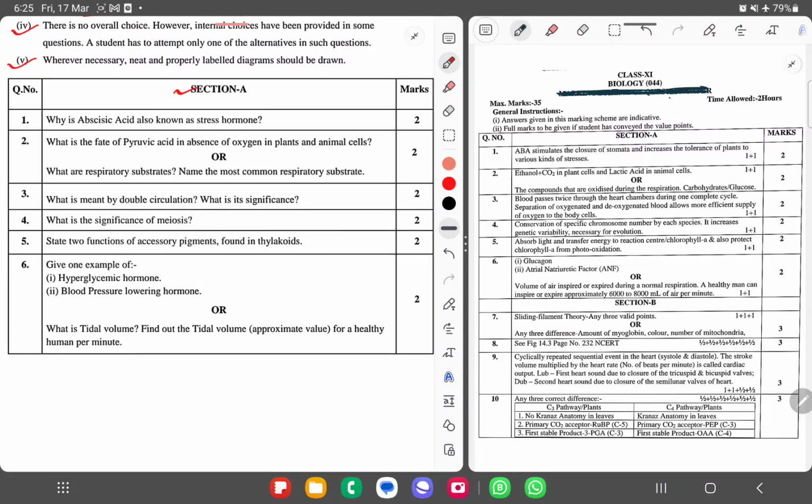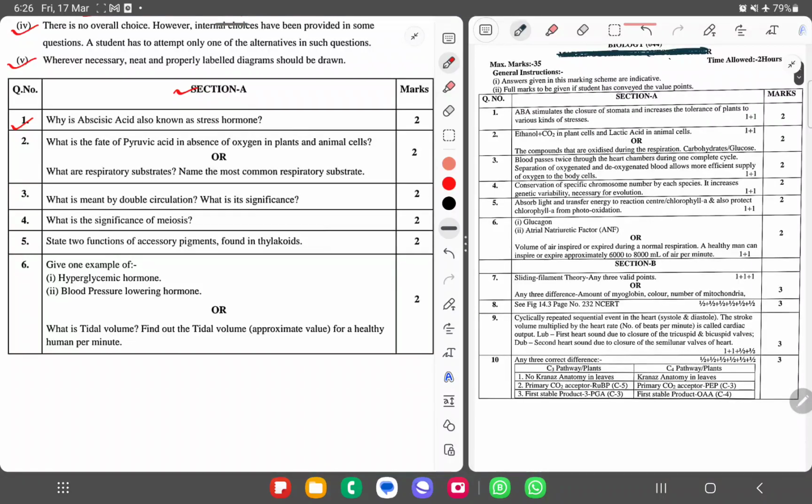Section A. Why is abscisic acid also known as the stress hormone? The answer is, ABA stimulates the closure of stomata and increases the tolerance of plants to various kinds of stresses. What is the fate of pyruvic acid in absence of oxygen in plant and animal cells? Ethanol plus CO2 in plant cells and lactic acid in animal cells.